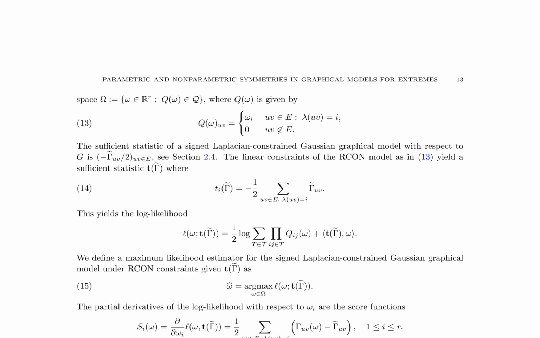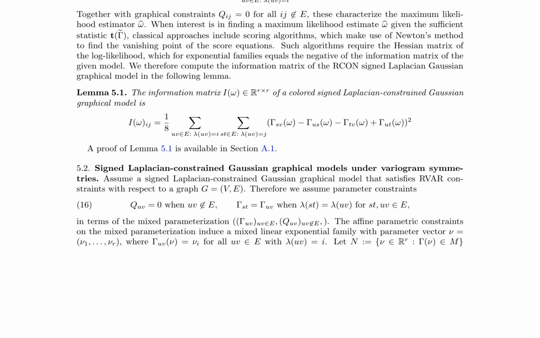The section discusses parametric and nonparametric symmetries in graphical models for extremes, starting with the definition of a sufficient statistic for a signed Laplacian constrained Gaussian graphical model. This involves linear constraints of the Archon model. The log likelihood is derived, and a maximum likelihood estimator is defined. The partial derivatives of the log likelihood are discussed, along with graphical constraints.